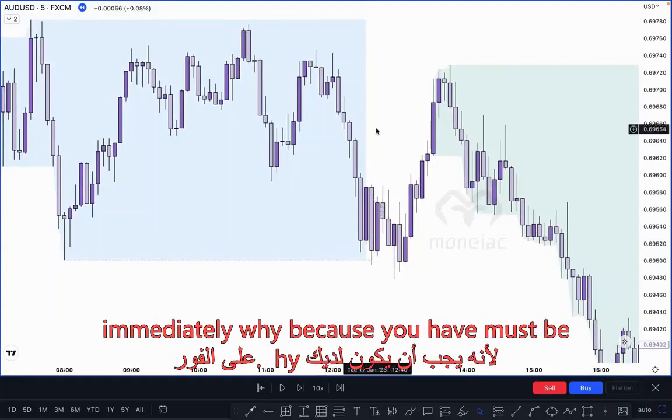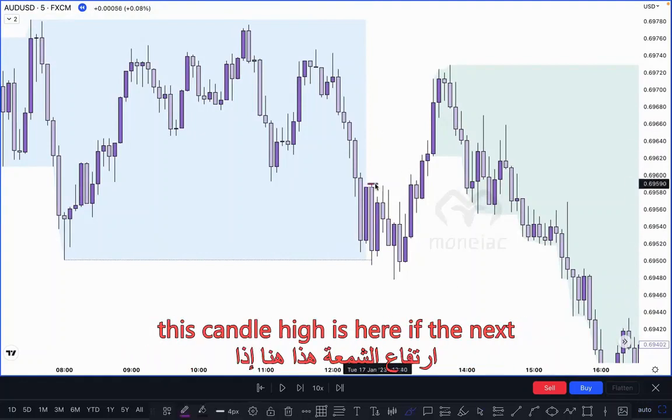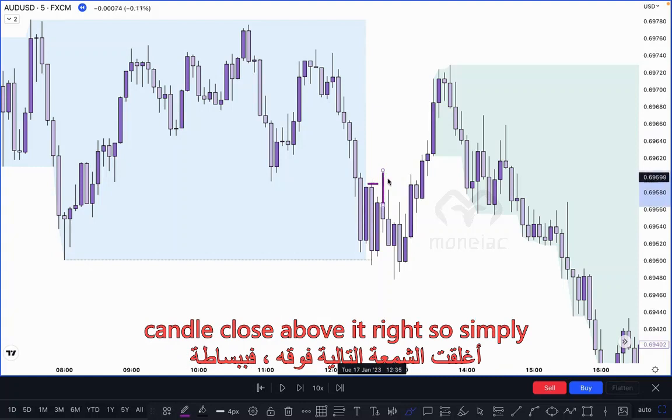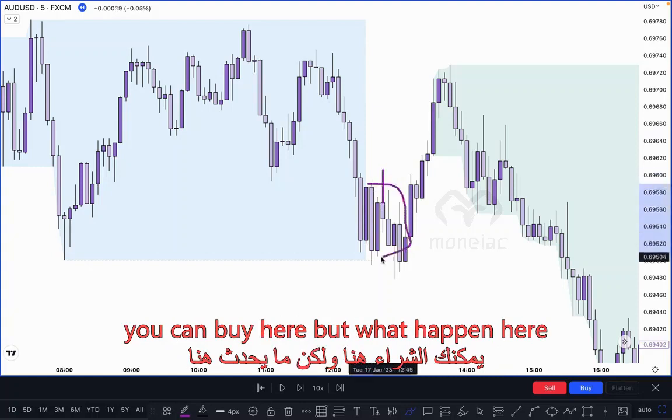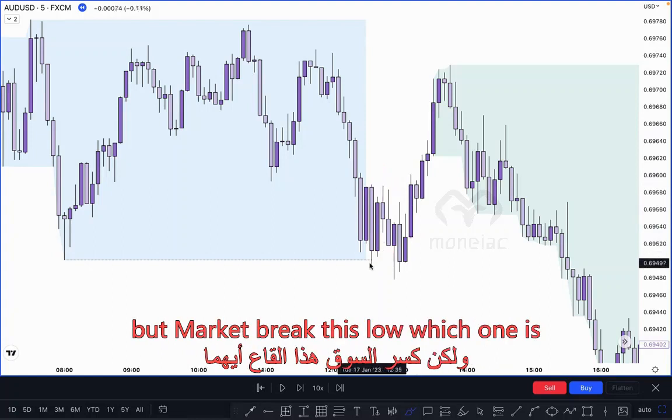Why? Because you must have a proper reason before the buy or sell. This candle high is here. If the next candle closes above it, right? So simply you can buy here. But what happened here? Price did not create the next high, but the market broke this low, which one is here.